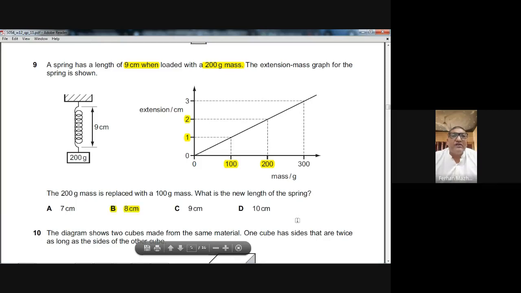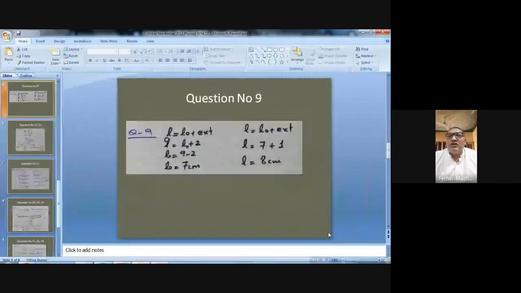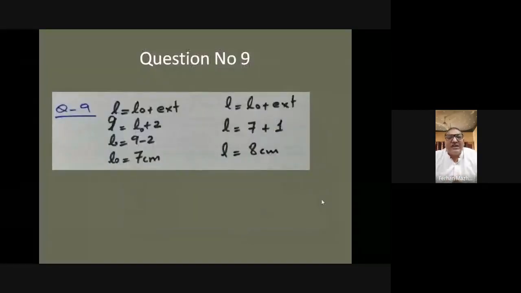Let me show you my work. I have done this on a paper also. So here we go. When 200 grams is hung, L is equal to L naught plus the extension. L is 9 centimeters, and the extension for 200 grams from the graph I know is 2 centimeters. So L naught will be equal to 9 minus 2. So L naught is 7 centimeters. So the unstretched length of the spring is 7 centimeters.